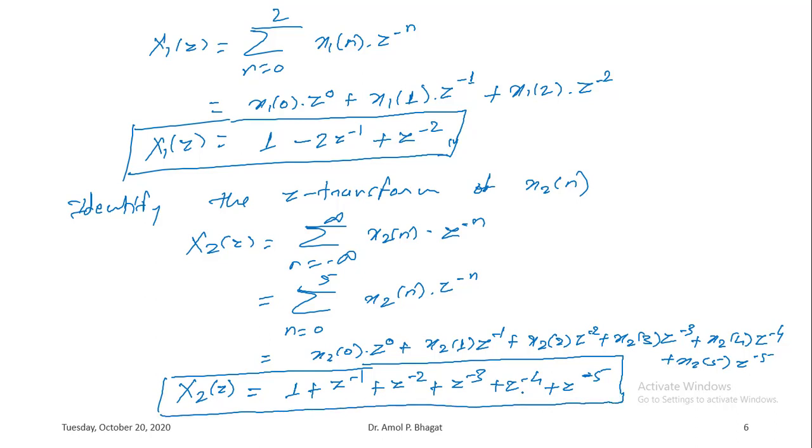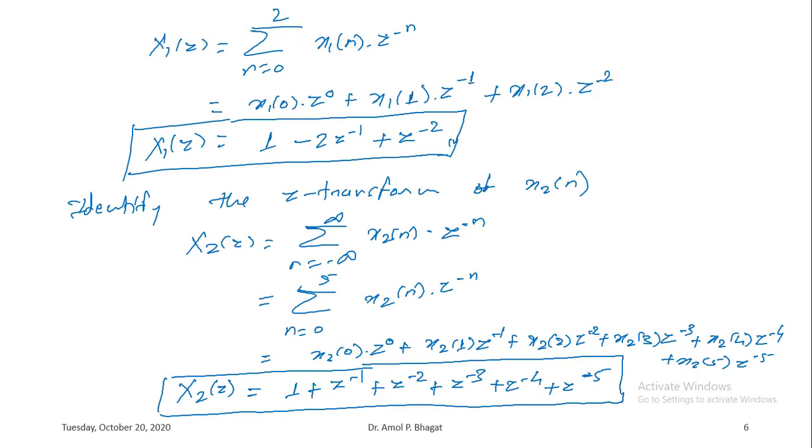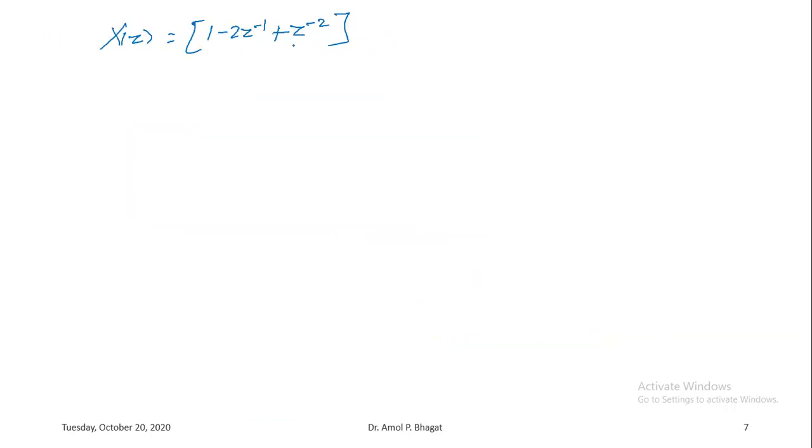Now let's multiply these two sequences. As per the convolution of two sequences property, we have to multiply this x1 of z with x2 of z to get the x of z. So x1 of z is 1 minus 2z inverse plus z to the power minus 2, and x2 of z is 1 plus z inverse plus z to the power minus 2 plus z to the power minus 3 plus z to the power minus 4 plus z to the power minus 5. So this is nothing but your x1 of z multiplied by x2 of z, right?